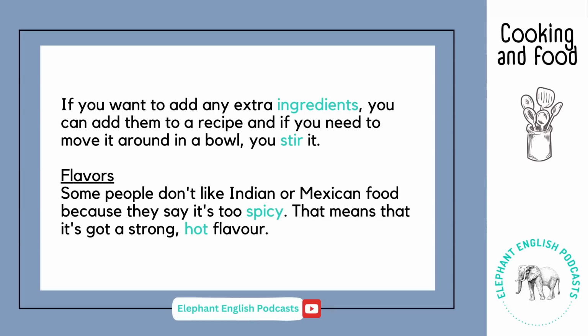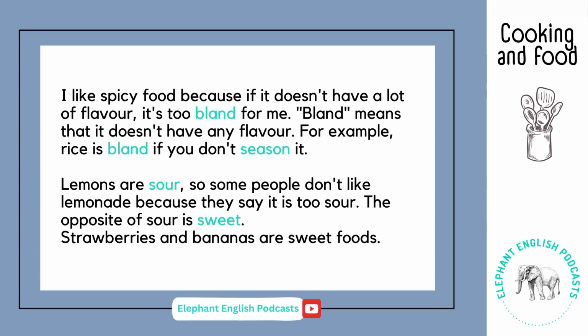Now let's talk about flavors. Some people don't like Indian or Mexican food because they say it's too spicy. That means that it's got a strong, hot flavor. I like spicy food because if it doesn't have a lot of flavor, it's too bland for me. Bland means that it doesn't have any flavor. For example, rice is bland if you don't season it.